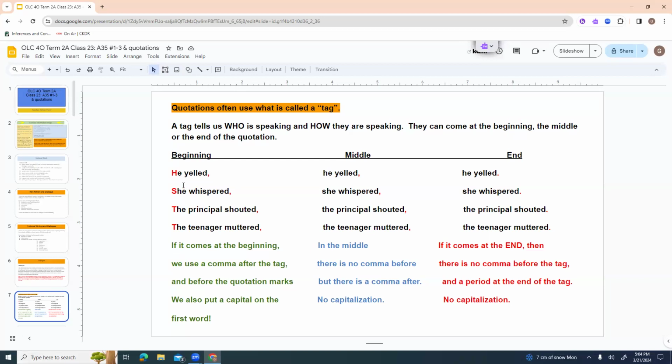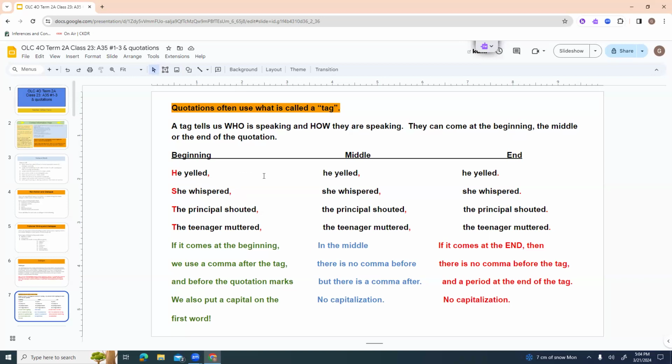So at the beginning, if the tag comes first, you're going to capitalize the first letter in the tag because it's the first letter in the entire sentence. Then you would write the pronoun or the noun, like he, she, mom, the doctor, whatever. And then how they talked: yelled, whispered, shouted, muttered. And after that, you put a little comma.